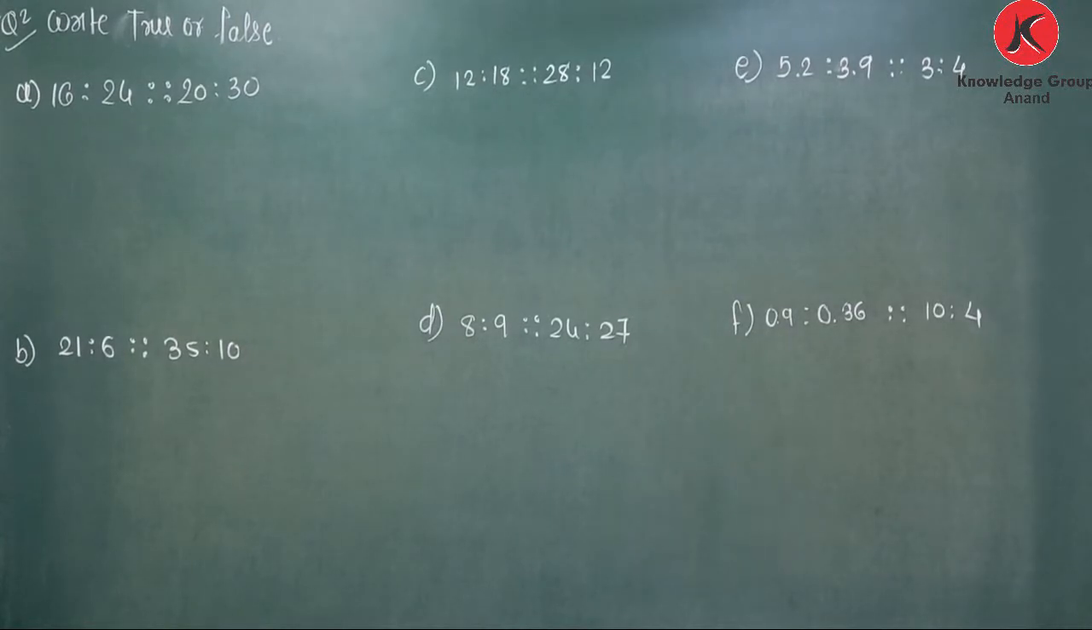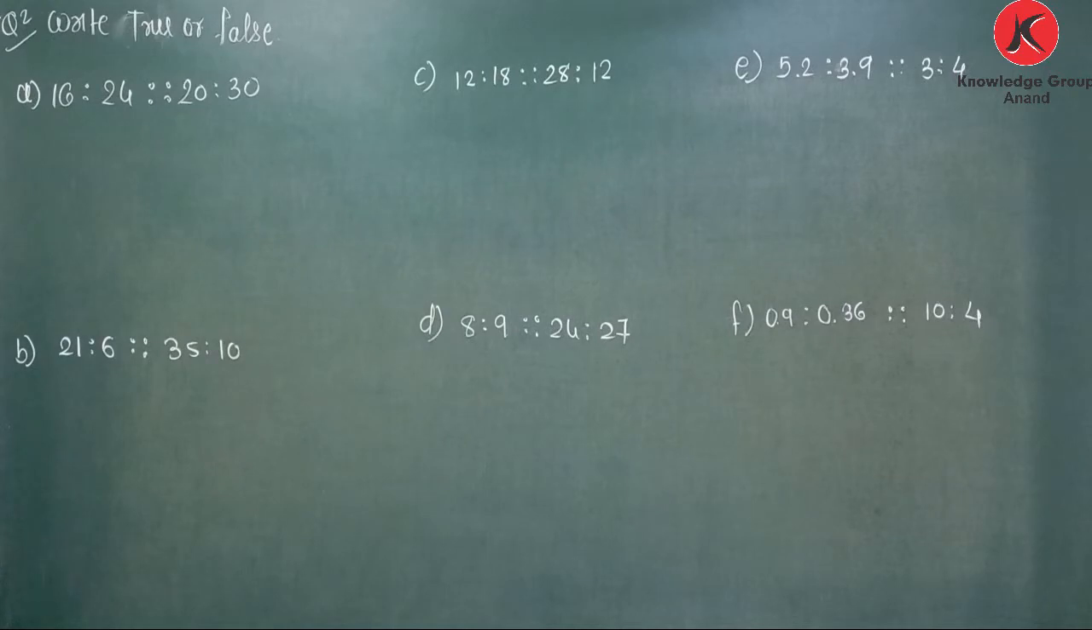Now next, question number 2. Write true or false. Statements are given, meaning numbers are given that they are in a proportion. We need to check if they are in a proportion. If it is in a proportion, then it is a true statement, and if not in a proportion, then it is a false statement. So here we need to check whether the statements are correct or incorrect.